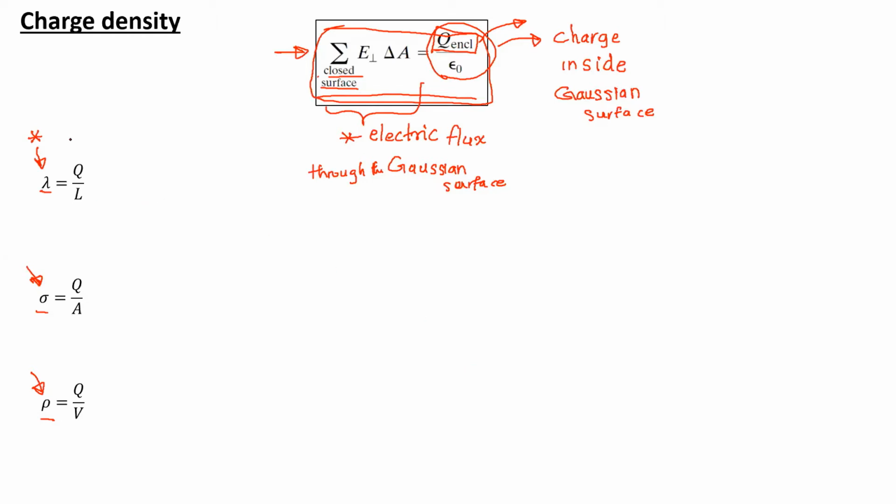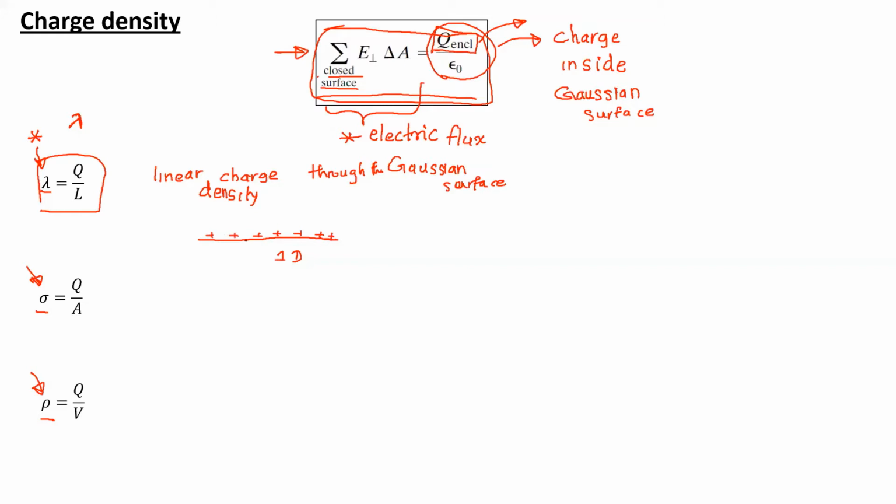Okay, so the first one has this symbol lambda. This is called lambda. Lambda is the linear charge density. I'm pretty sure that you have seen this before. When you have a line charge, this charge is contained in this line. Let's say it is a uniformly charged line charge, like a wire. This is something one-dimensional, right? There's only a length to this.